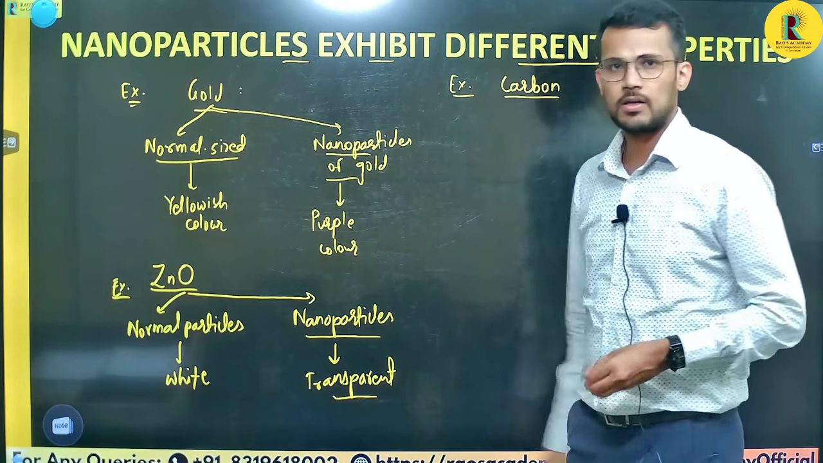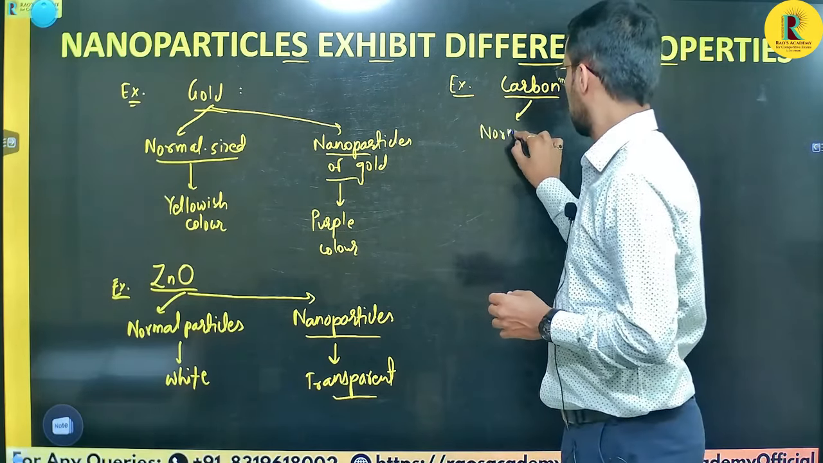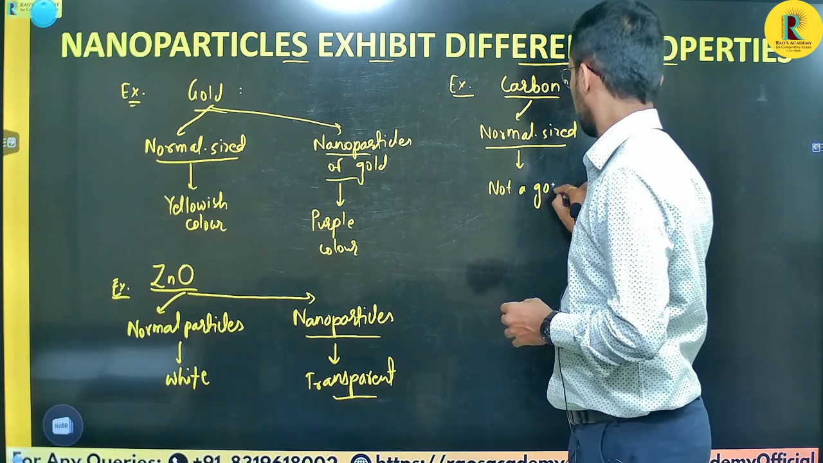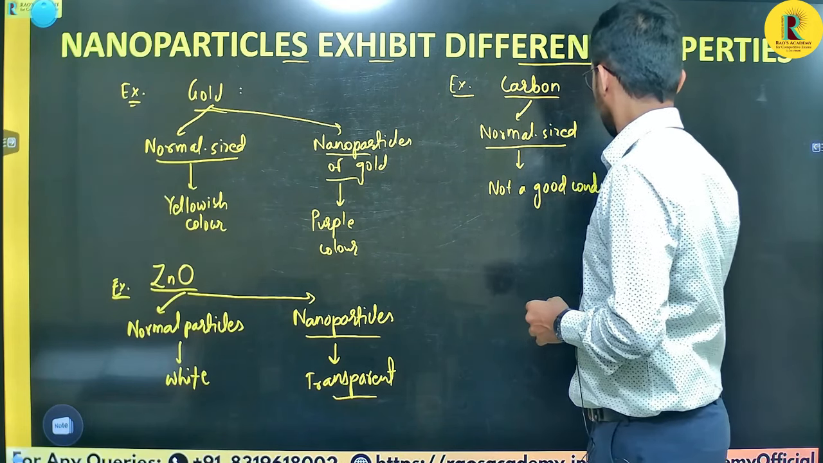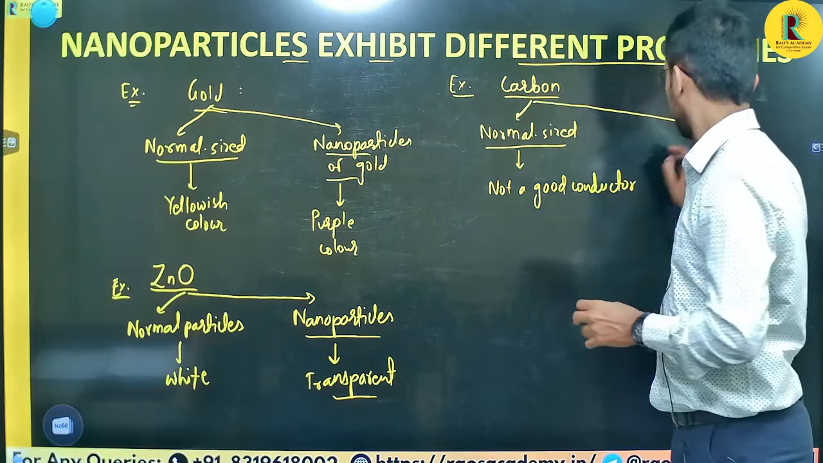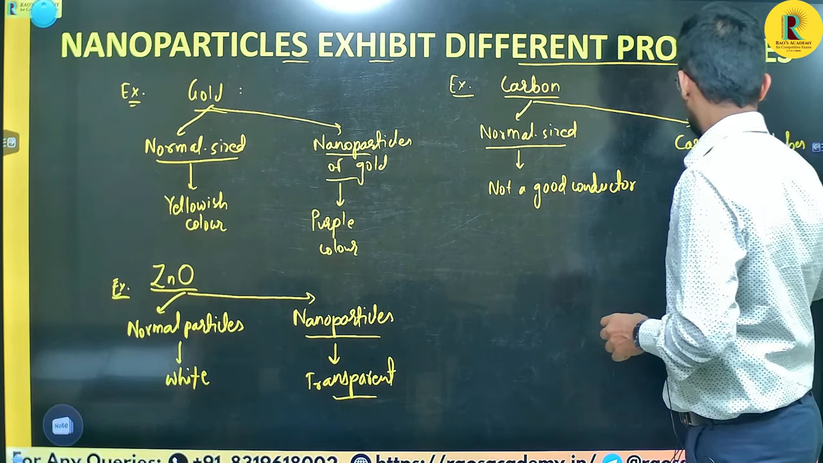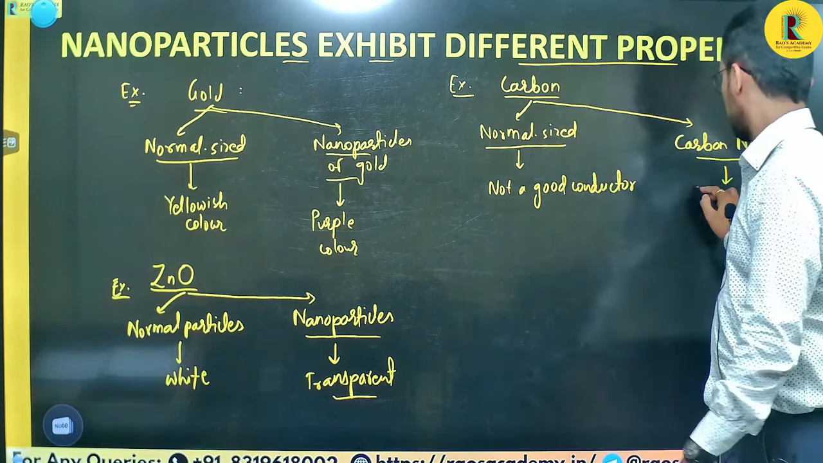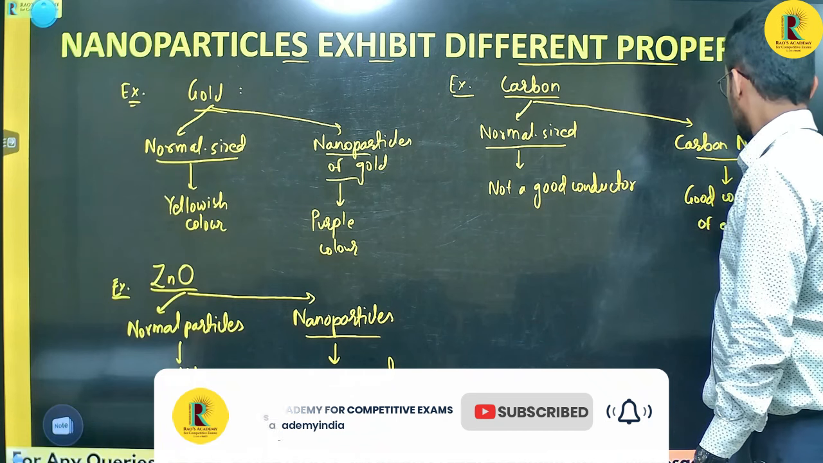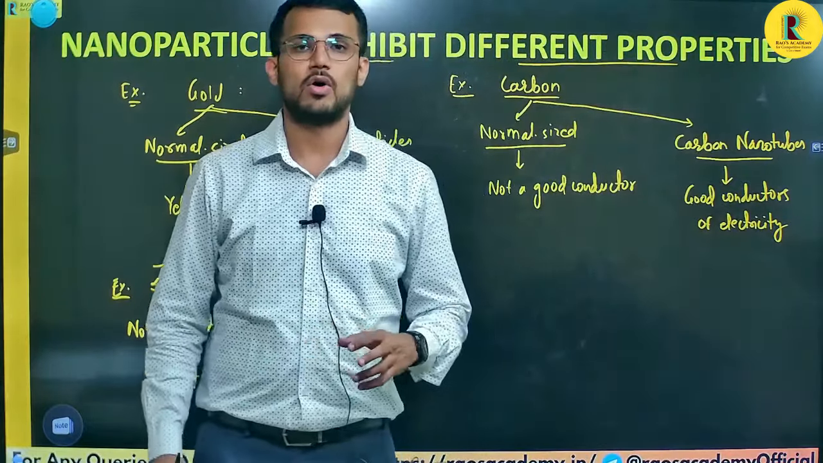Next is carbon. Generally, carbon is not a good conductor of electricity. Normal sized carbon is not a good conductor of electricity, right? But if we take carbon nanotubes, these carbon nanotubes are good conductors of electricity. Fine. So, this is change in the electrical property of nanoparticles.